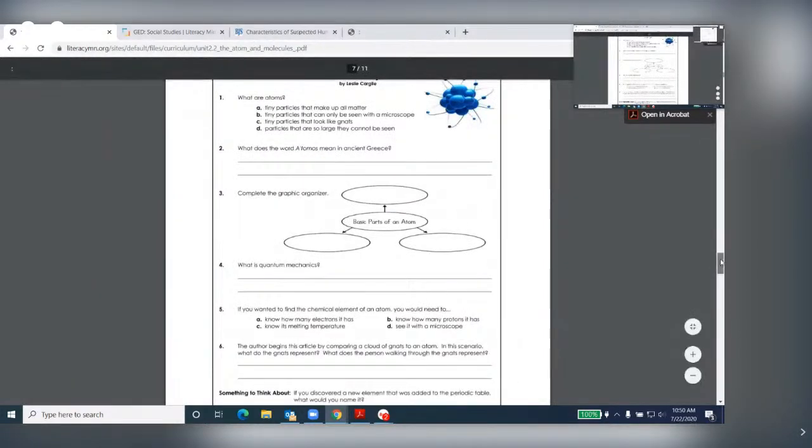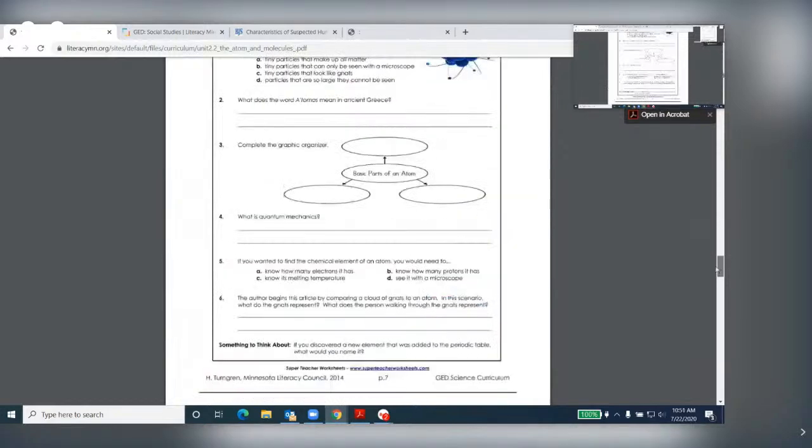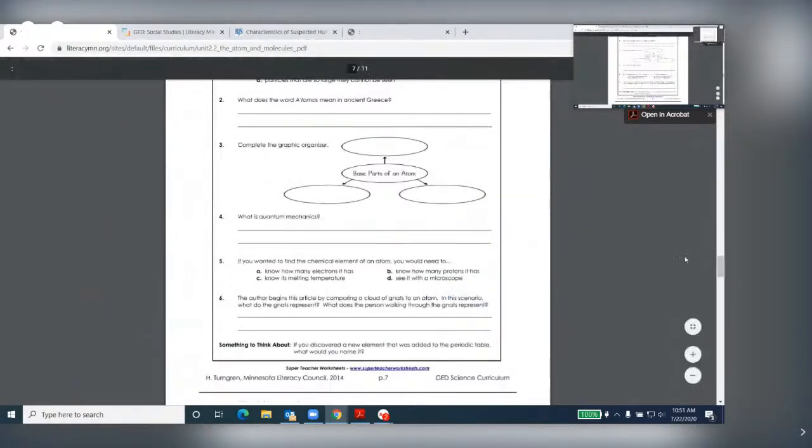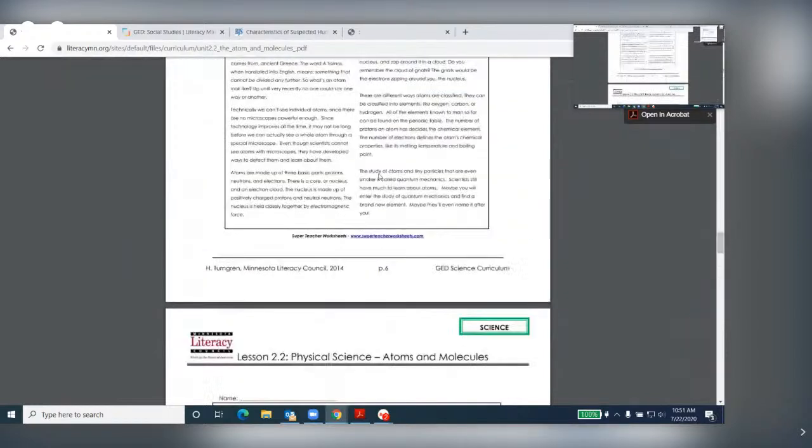So if we went back up to this right here, the study of atoms and tiny particles, or even smaller, is called quantum mechanics. So it's a study of atoms and tiny particles. Let's go down and see. So right there, you just kind of put that in, so it's just the study of atoms and tiny particles that are even smaller. And that's called quantum mechanics. Okay.